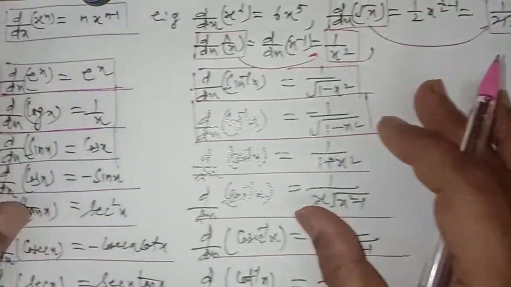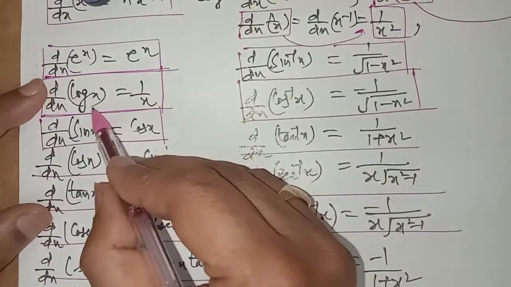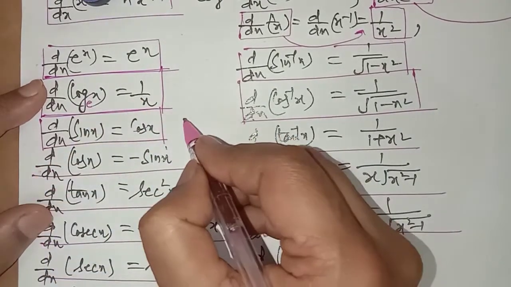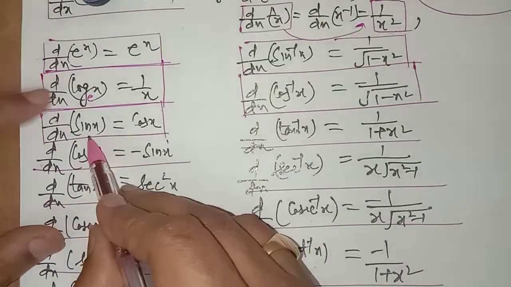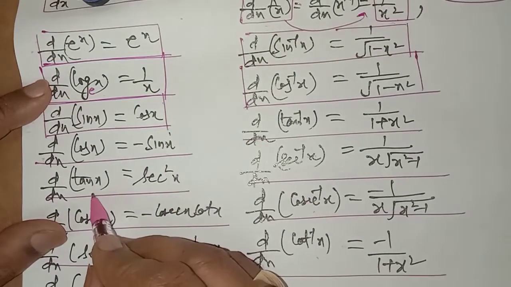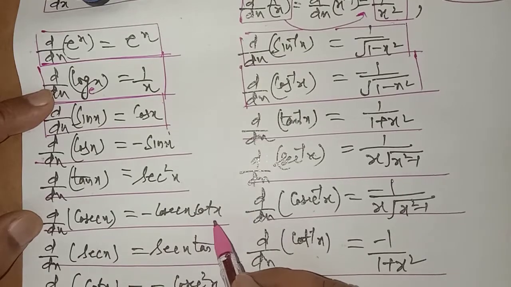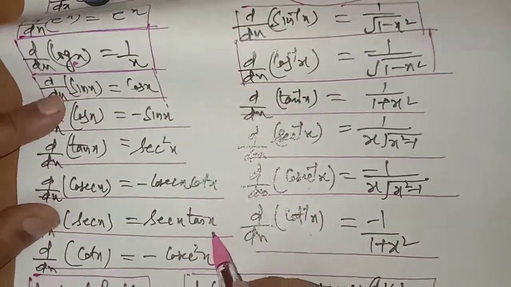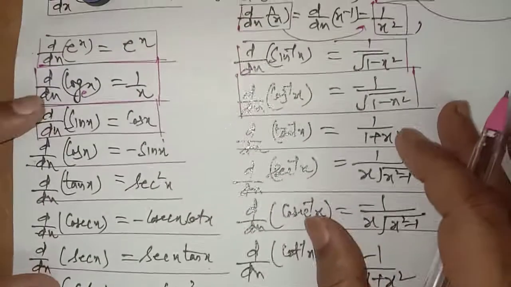I am recalling them. Now this formula you have learned: the derivative of e to the power x is e to the power x. The derivative of log x, where the base of all logs in your syllabus is e, is 1 upon x. The derivative of sin x is cos x, the derivative of cos x is minus sin x, the derivative of tan x is sec square x, the derivative of cosec x is minus cosec x cot x, the derivative of sec x is sec x tan x, and the derivative of cot x is minus cosec square x.